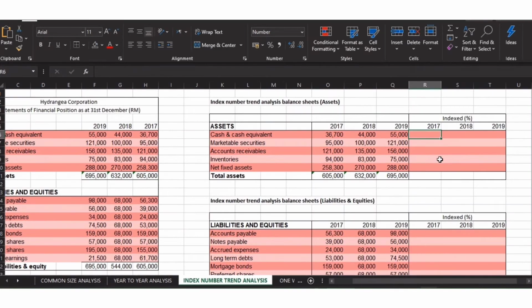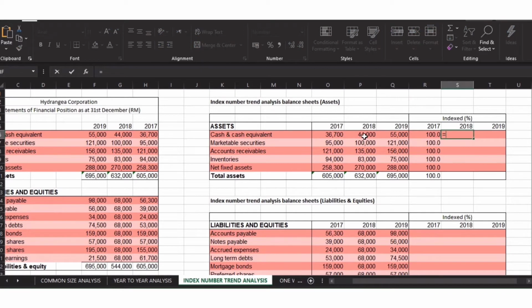This analysis is index number analysis. So how to calculate it? For the index percentage for 2017, we must standardize it to 100%. To calculate the index percentage for 2018, the formula is equal the amount for cash for 2018 divided by 2017 for cash, and multiply by 100. We will get the answer 119.89%.